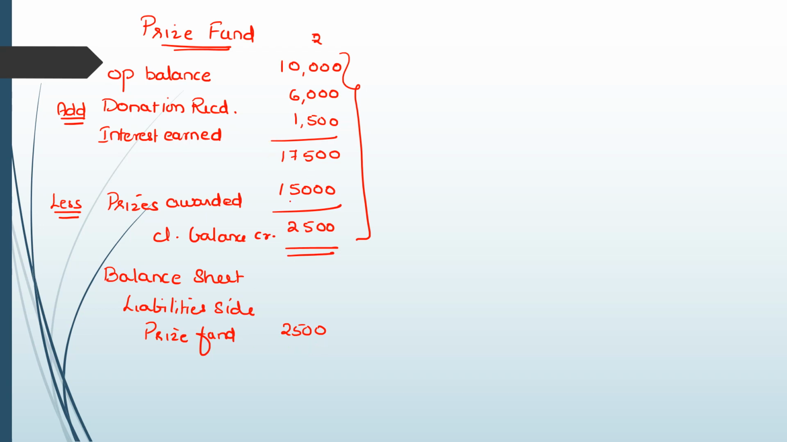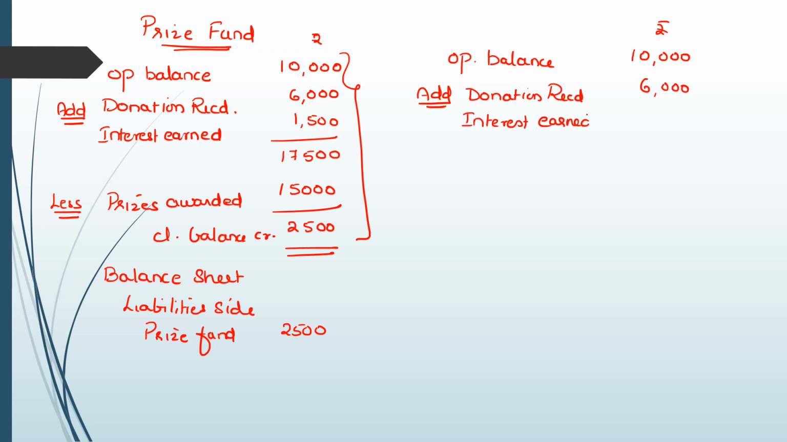Now suppose in the same situation, the opening balance was the same 10,000 rupees. The donation received was also the same, 6,000 during the year, and they have earned interest on the investment made outside in some securities. This fund was invested, so totally 17,500. But suppose during the year they awarded prizes worth 20,000.